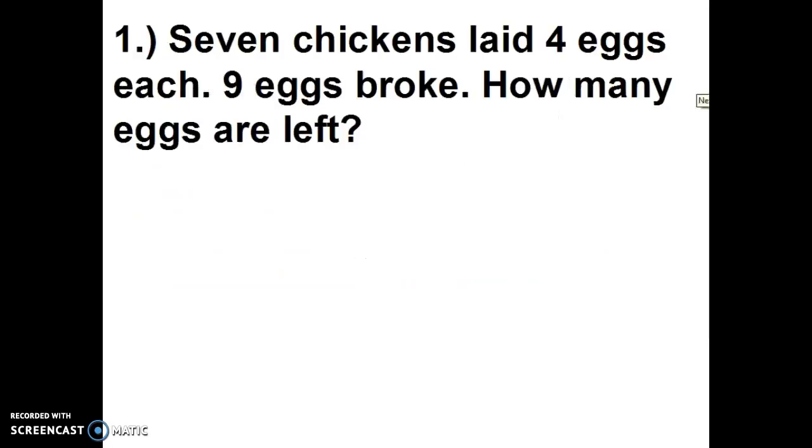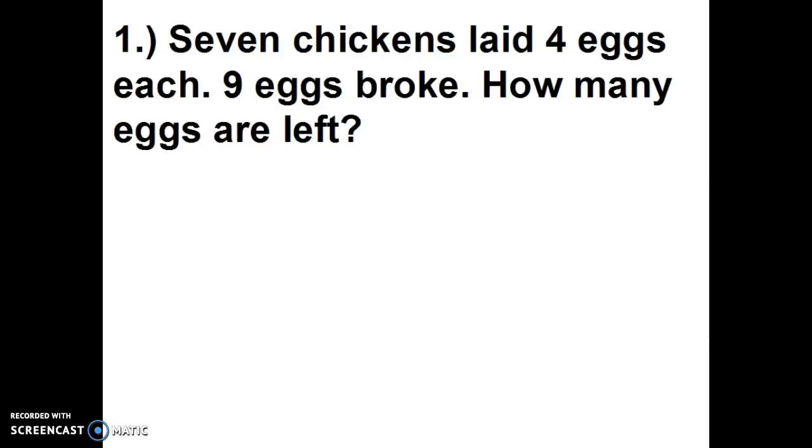So looking at number 1, 7 chickens laid 4 eggs each. 9 eggs broke. How many eggs are left? Again, read it in your head as I read it aloud one more time. 7 chickens laid 4 eggs each. 9 eggs broke. How many eggs are left?